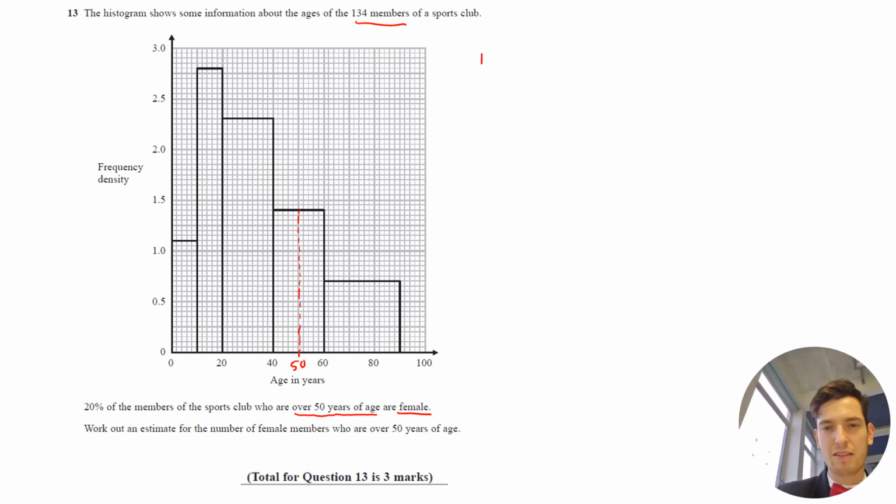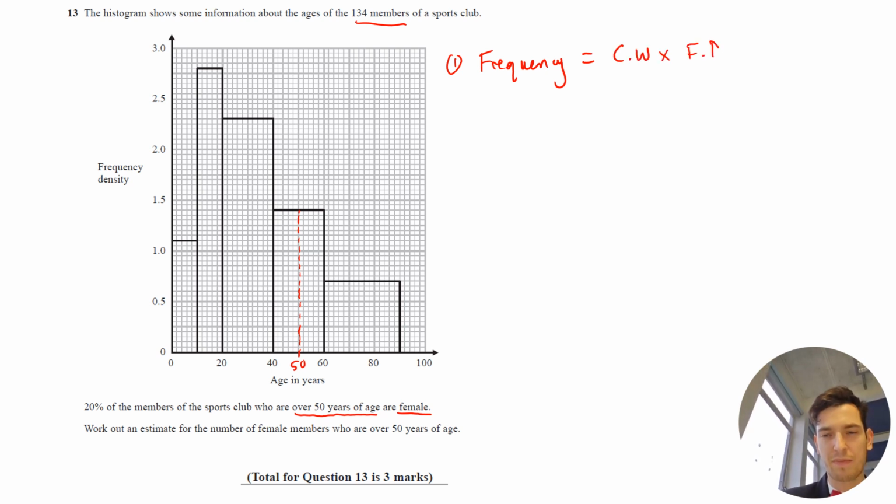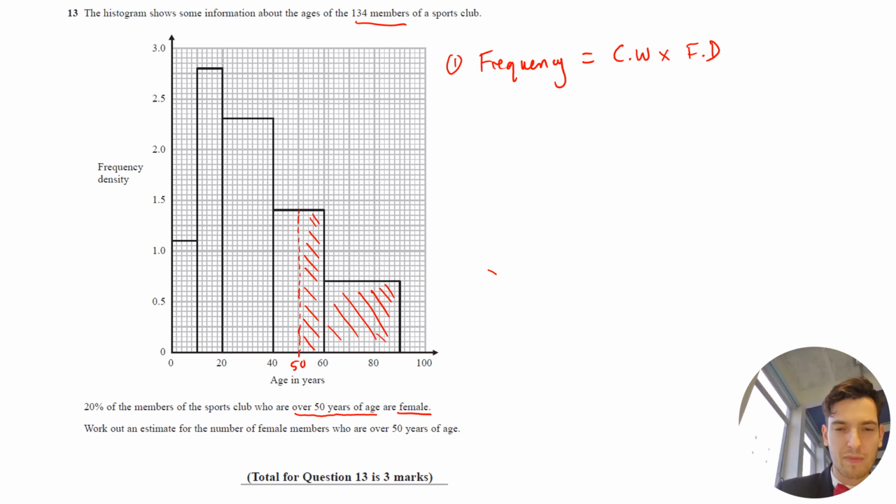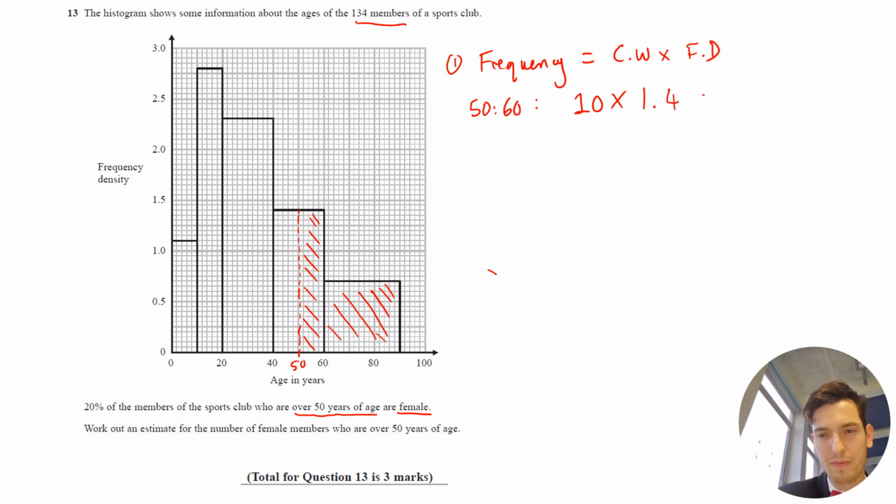And I know that, so step 1, frequency is the area of a histogram. So it's the class width times the frequency density. So I need to work out the area of this rectangle and this rectangle. So what's the first rectangle? So that is going to be 50 to 60. From 50 to 60, the class width is 10, and the frequency density is 1.4. So that frequency is 14.